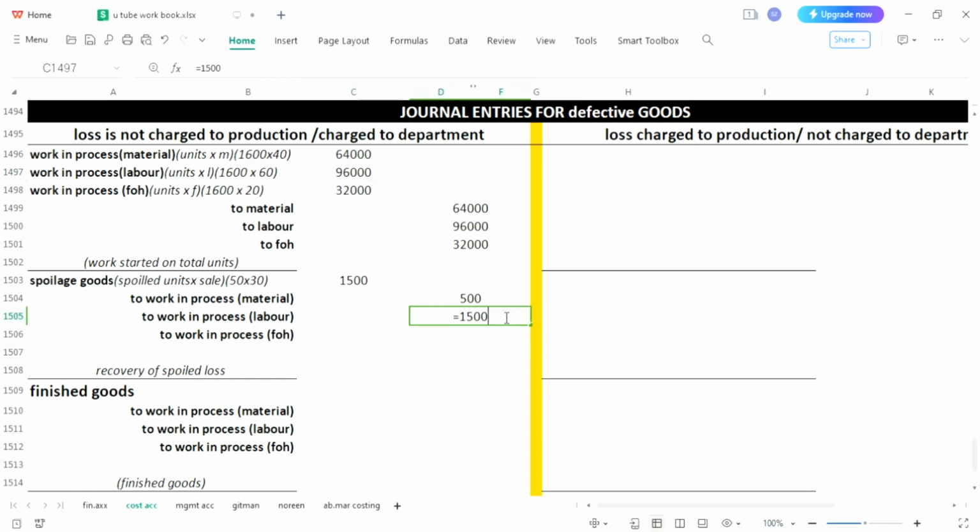What shortcut have you applied? Multiply by 96,000 and divided by 192,000. So that's what you have calculated. Again for FH, 1500 would be multiplied by 32,000 and divided by 192,000. In this way you can calculate directly as well.